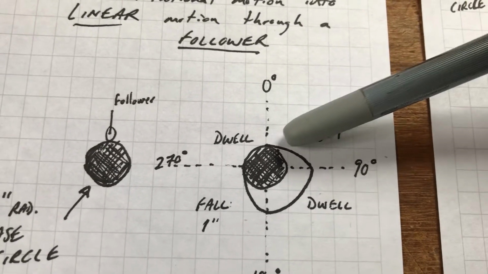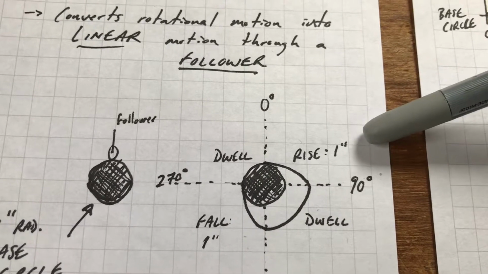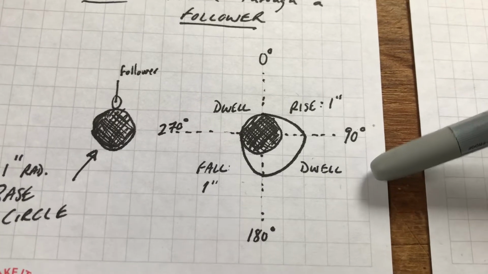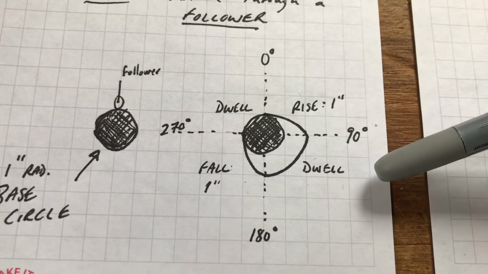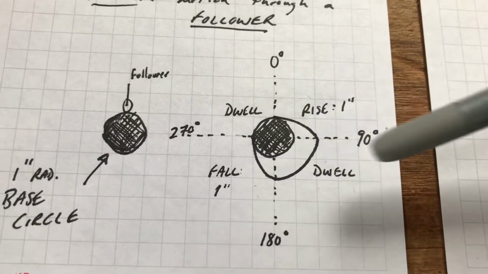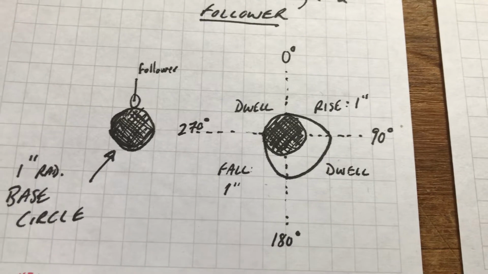So in this region up here, as the follower is on that part of the cam as it's rotating, it would rise. In this region here, it would dwell. It would stay at that 1 inch distance off the base circle. And over here, it would fall back to the base circle. And again, over here, it would dwell in the base circle.